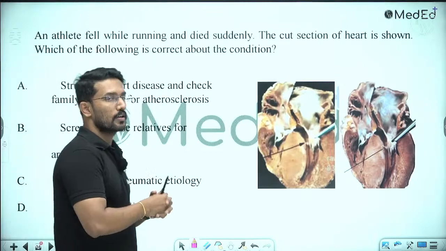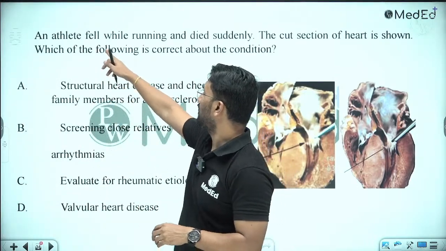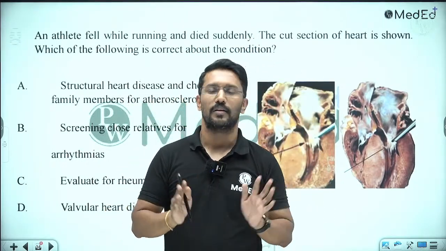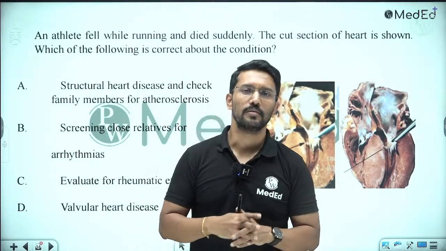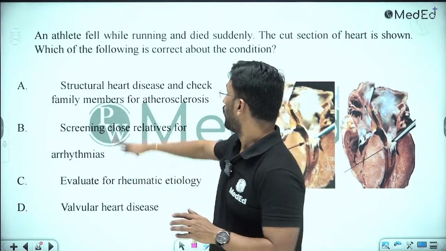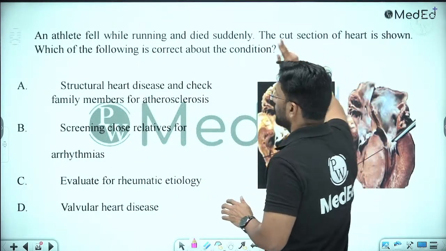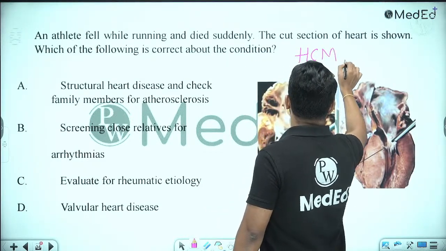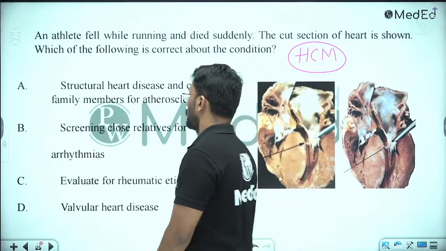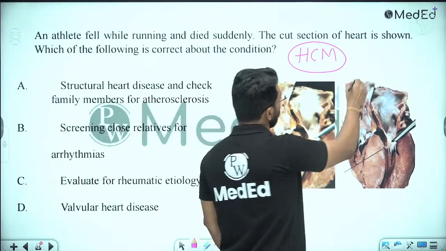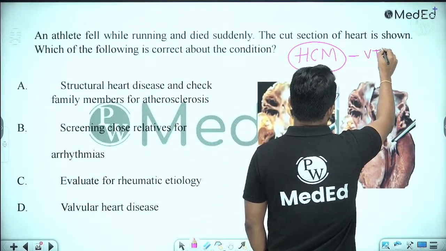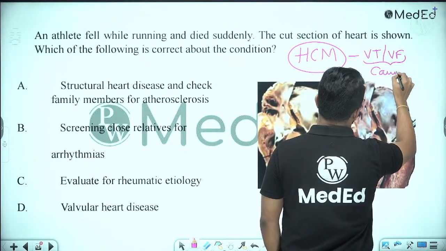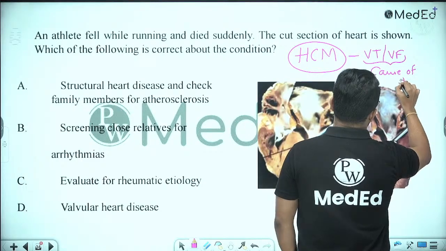Okay. Now moving to the next question. We have an image here. They're asking, an athlete fell while running and died suddenly. The moment the question says an athlete fell and died suddenly, the first thing that should come to your mind is hypertrophic cardiomyopathy, right? Okay. Now, the cut section of the heart is shown. Which of the following is correct about the condition? So I'm already thinking about hypertrophic cardiomyopathy, most likely the obstructive type. Now, what is the most common cause of death in these patients? Mostly because of VT or VF, right? VT or VF is the cause of death.